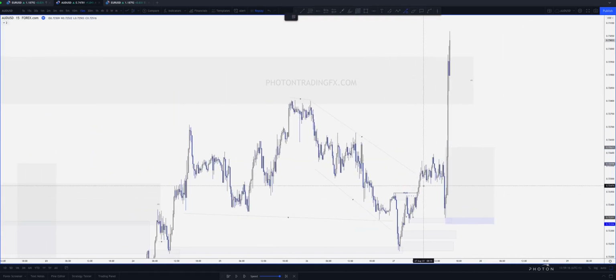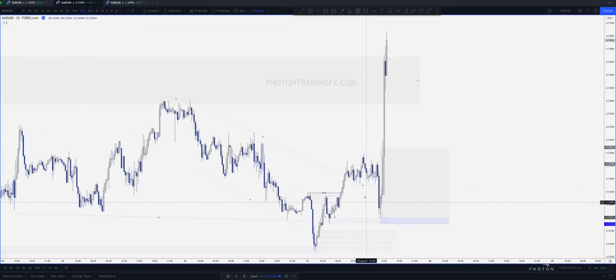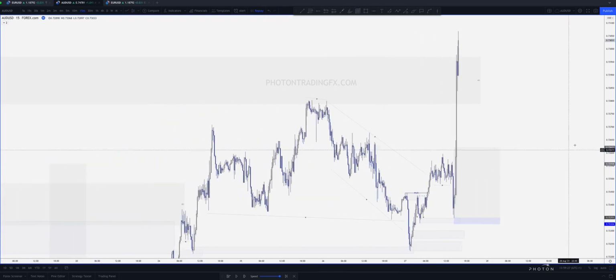Obviously we had a bit of inducement on top of that, but it's quite far away from the zone, so I wouldn't really be that concerned with it. You can just see what's going on here, right? The lows get taken, big sweep. But yeah, that's just pretty much it in a nutshell.